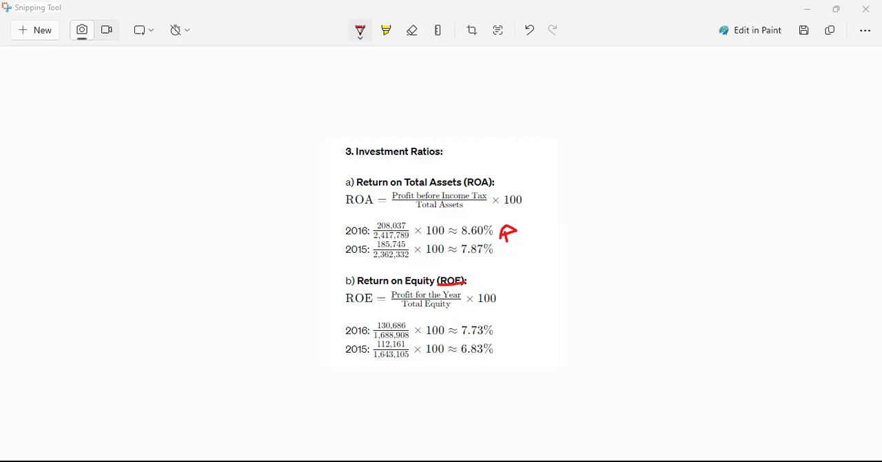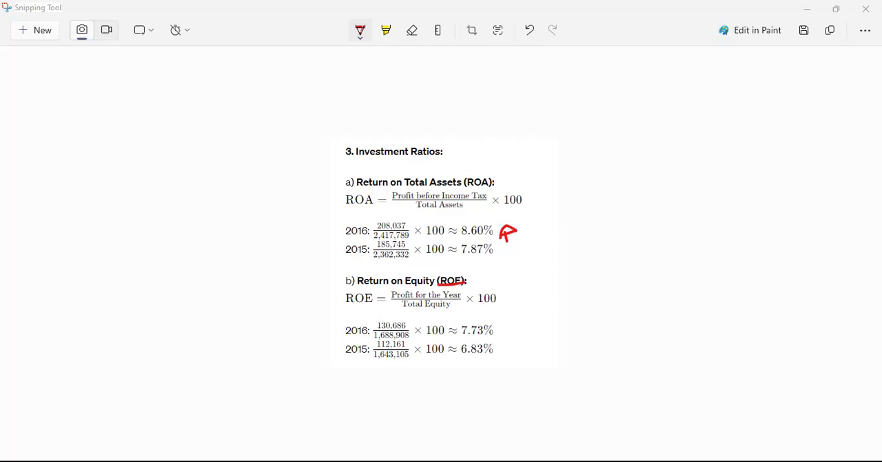Okay. Great. Anyone else? So our return on equity measures the return earned on the investor's equity. So this indicates how effective the company is at generating profits using the shareholders' equity. There's been an improvement from 2015 to 2016, from 6.83 to 7.73. Basically this suggests that the company generated a higher return on shareholders' equity compared to the previous year.